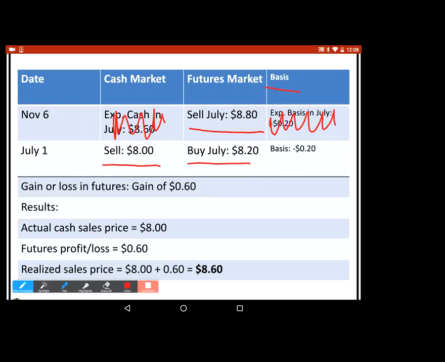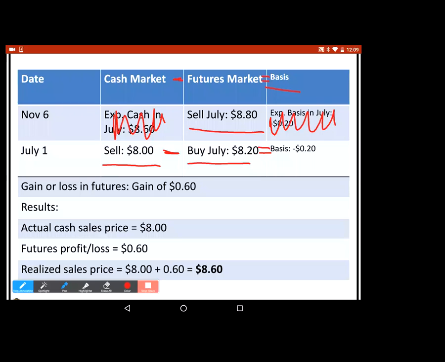Basis is the last column over here, and basis is what? What's the formula for basis? Cash minus futures. So notice I have these in a certain order. Cash minus futures equals basis. So that's supposed to be a minus sign. Cash minus futures equals basis. So $8 minus $8.20 equals -20. So it's this $8 here minus that one equals that one. $8 minus $8.20 equals -20.